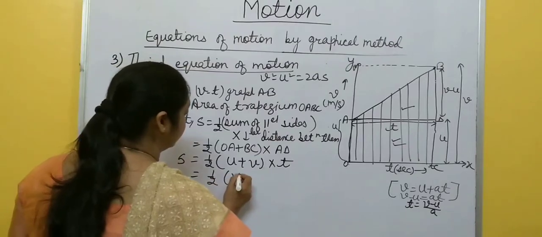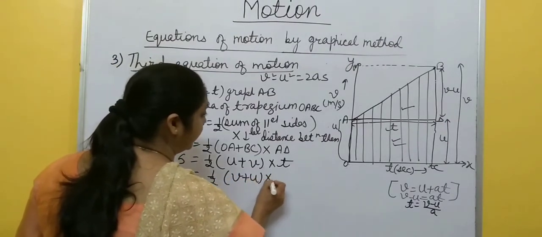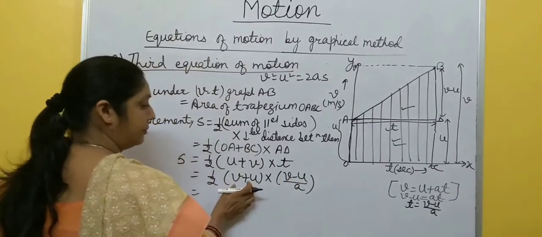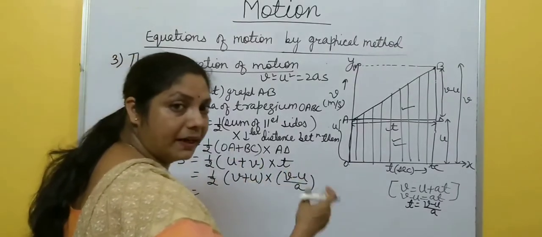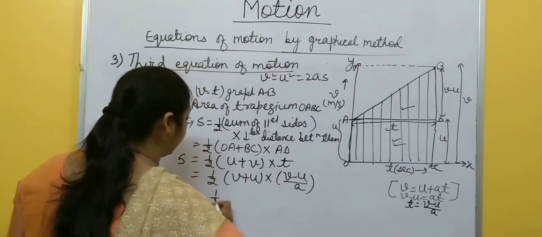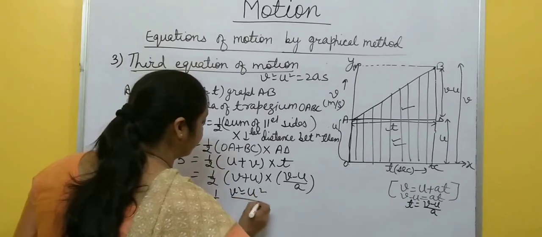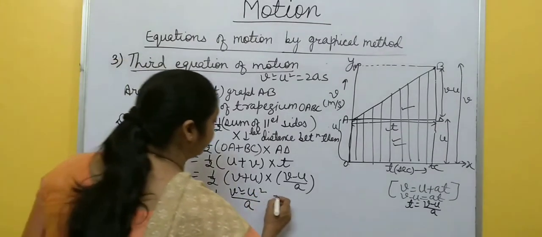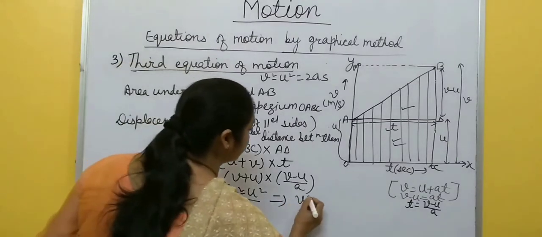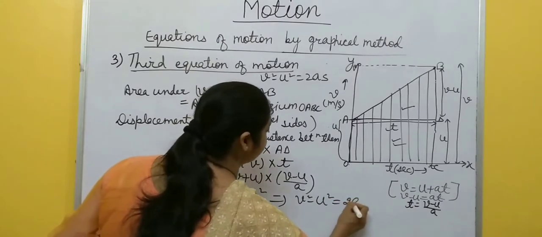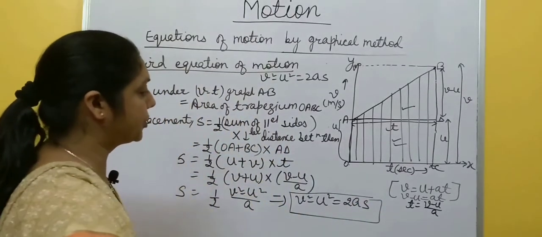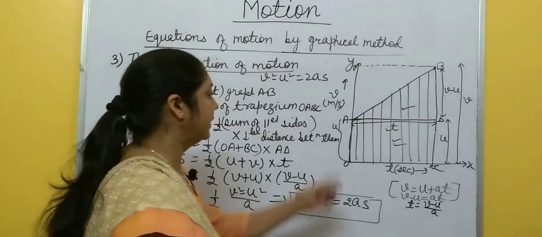Half V plus U into T, which is V minus U by A. And you know A plus B and A minus B is what? A square minus B square. So V plus U into V minus U is half V square minus U square by A. This is A. And from here, this 2A multiplied by this S, it becomes V square minus U square equal to 2AS.